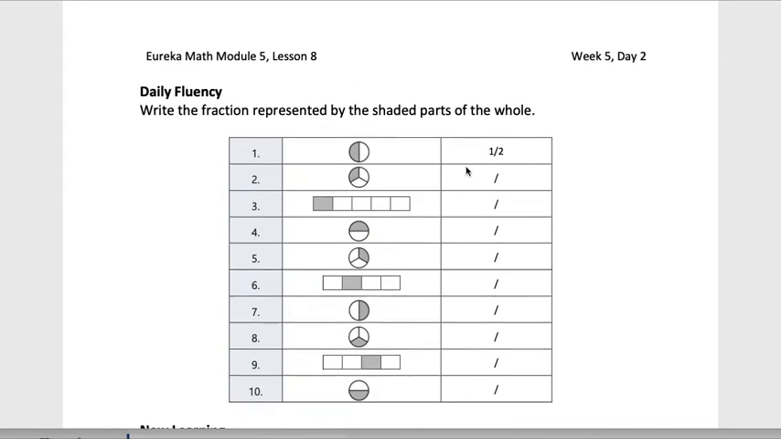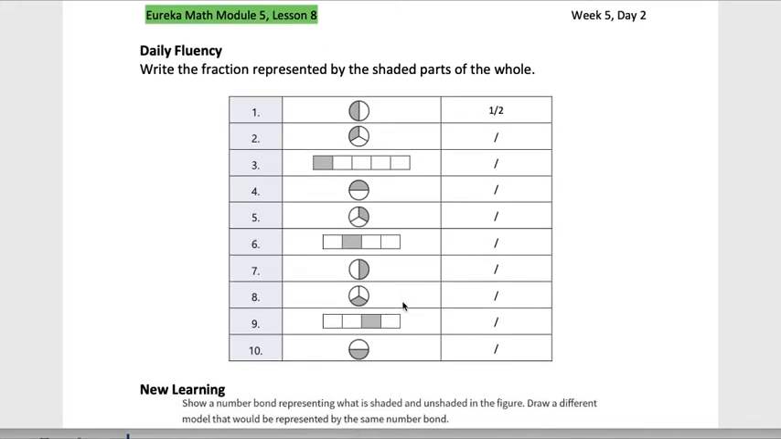Okay, now going to day 2 of week 5, you can see now that they are on lesson 8. Here, the daily fluency is to be able to identify the shaded parts of the whole. You can see for number 1, they wrote 1/2. What would be number 2? It would be 1/3. This is great practice for identifying fractions.